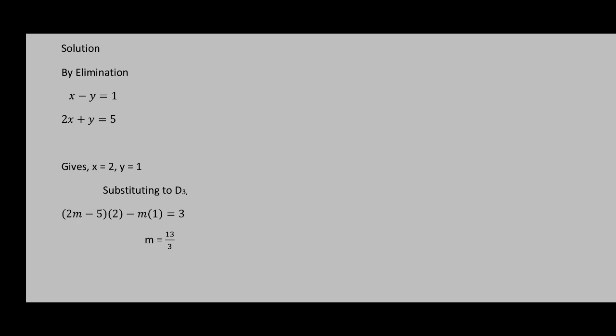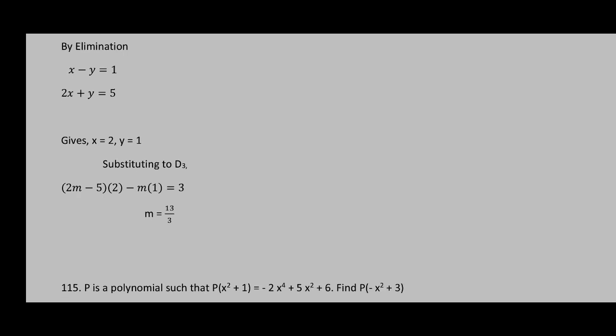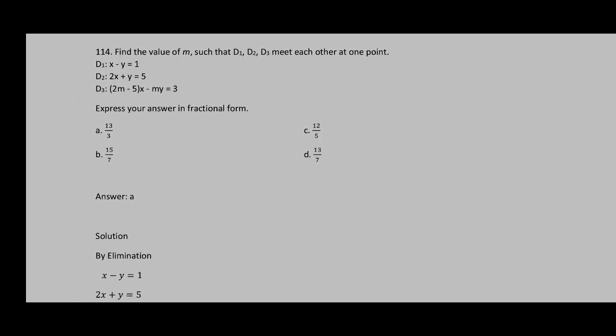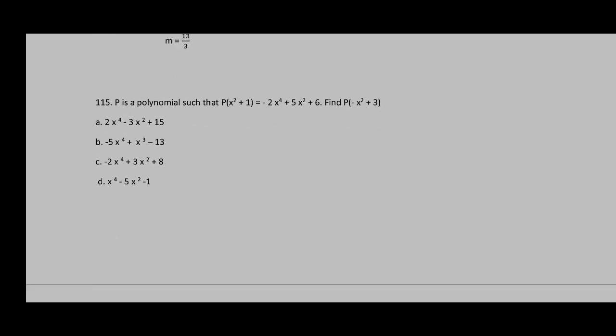Tapos, substitute mo sa d sub 3, 2m minus 5 times 2 minus m times 1 is equals to 3. Kaya makukuha mong m is 13 over 3. So, ganun lang siya kasimple. Basic algebra lang siya. Ating problem 114. Letter A, 13 over 3. And, gagawin mo is elimination method and substitution method.